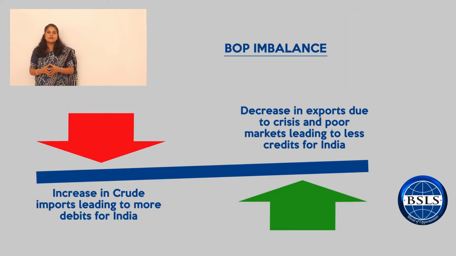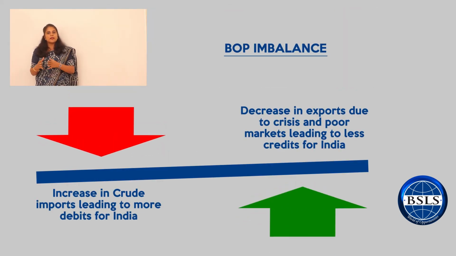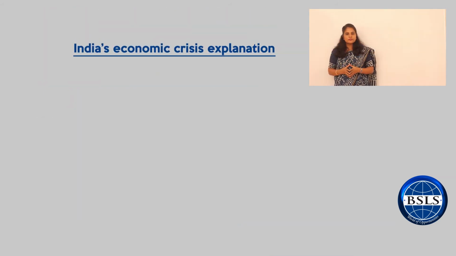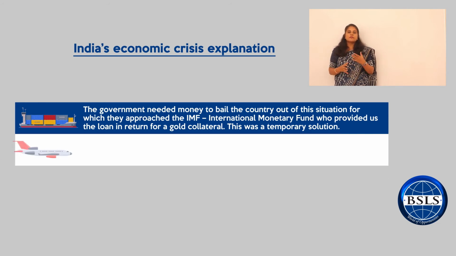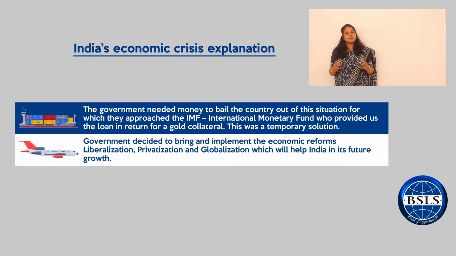The government at that point in time needed to save the economy and put it back on track. In order to do so, as a temporary solution, the government reached out to the International Monetary Fund, which oversees the BOP of all the countries globally, and took a loan with gold as collateral. The government also had to think about permanent solutions so that the economy could be put back on track and towards growth and development. For this, the government came up with the economic reforms popularly known as Liberalization, Privatization and Globalization.